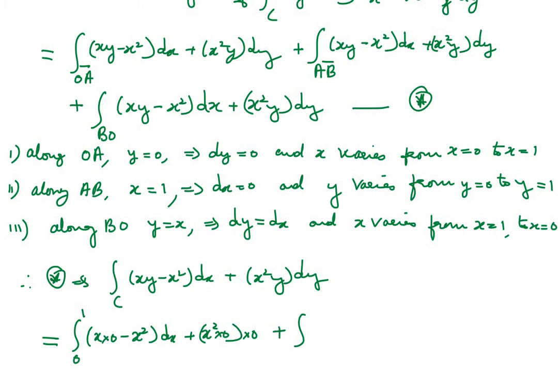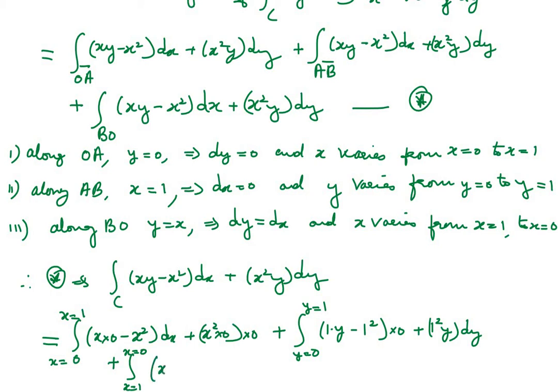Along AB we have x fixed as 1, so it will be (1 into y minus 1 squared) dx, which is equal to 0 here, plus 1 squared y into dy, where y varies from 0 to y is equal to 1. And lastly, plus the integral along BO, where x varies from x is equal to 1 to x is equal to 0.